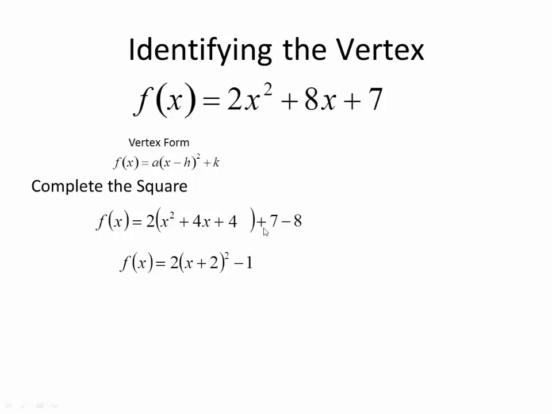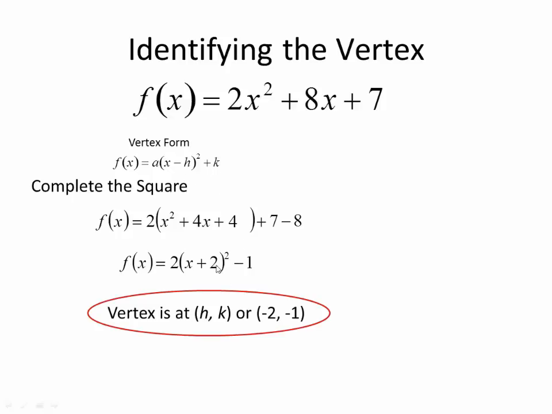Alright, so now simplifying this, because we took half of 4, that gave me the 2. When we squared the 2, we added the 4 here, and when we added 4, we have to subtract an 8 because we put it inside the parentheses with a 2. 7 plus a negative 8 gives me a negative 1. Now we have it in vertex form. Now what is h and k? Well, h is going to be a negative 2 because this was a minus here, and k is just going to be the negative 1. So that's how you find the vertex.